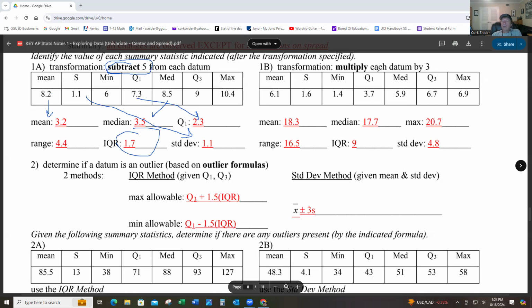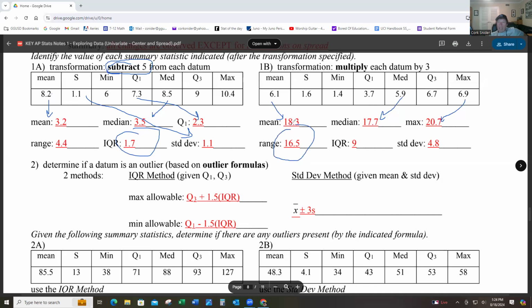Now, if you took some data and multiplied it by 3, watch my hands, that's going to spread the data out. Multipliers spread things out. So the mean will get tripled. The median will get tripled. The max will get tripled. The range was maximum minus minimum: max 6.9 minus the minimum 1.4. The range was, what is that? 5.5. You triple that because it got multiplied by 3.